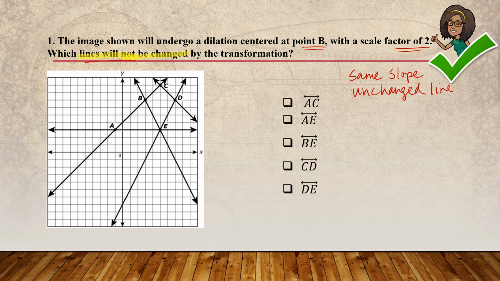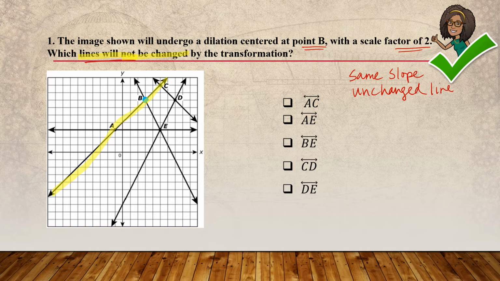So let's just do some process of elimination of things that make absolutely no sense. If it's going to have the same slope from point B, so point B is here, and we're talking about a scale factor of 2, that means we're looking for lines that are going to be on this line AC. So I have AC here. So that obviously would have to be the answer.